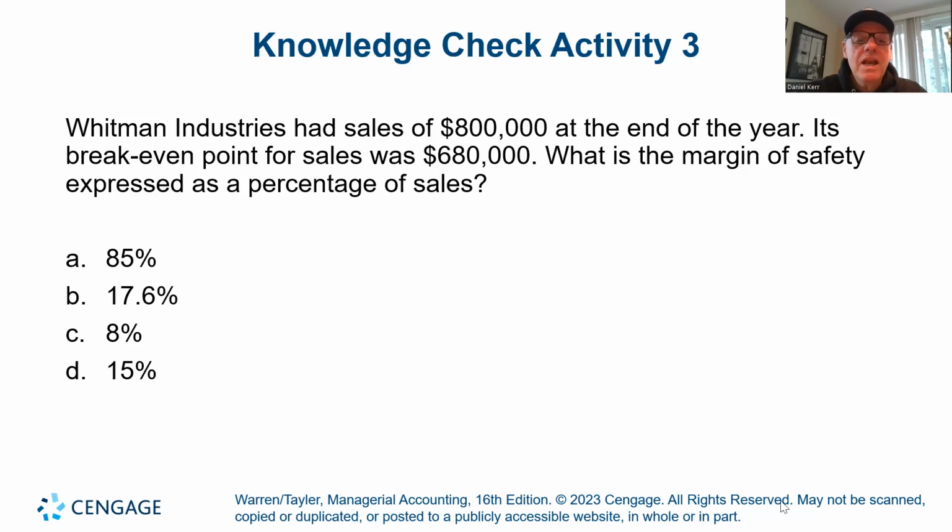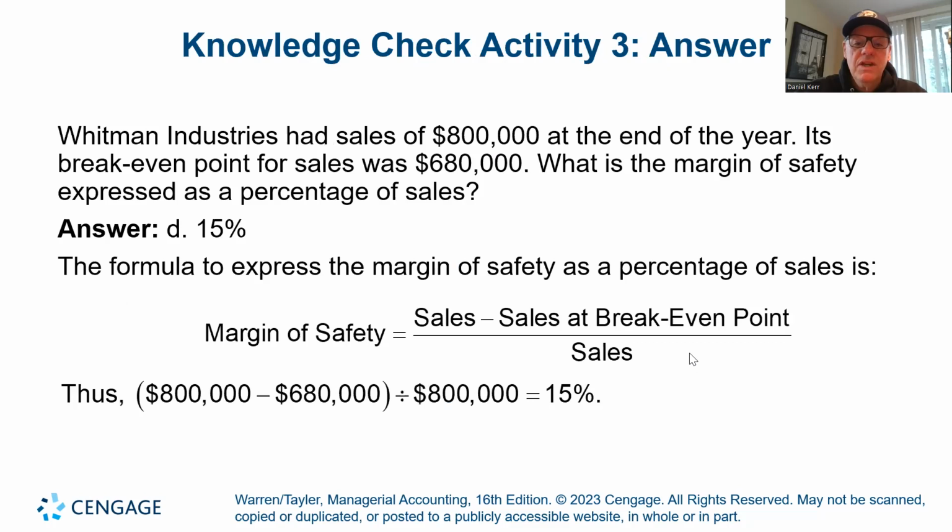So we've got a company that has sales of 800,000. Its break even point was 680,000. And what is the margin of safety for sales? So think about that for a second. Sales of 800,000, break even sales of 680,000. What is the margin of safety? Well, it's one of these percentages, and don't go making a blind guess at one of those percentages. Do the calculation yourself. So if we do the calculation, it's 800,000 minus 680,000 divided by 800,000 that will give us our margin of safety.